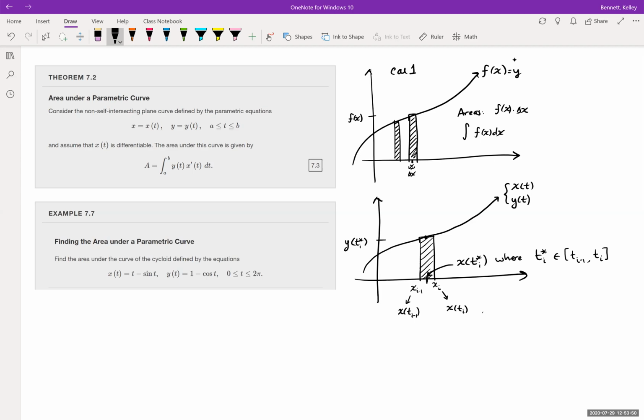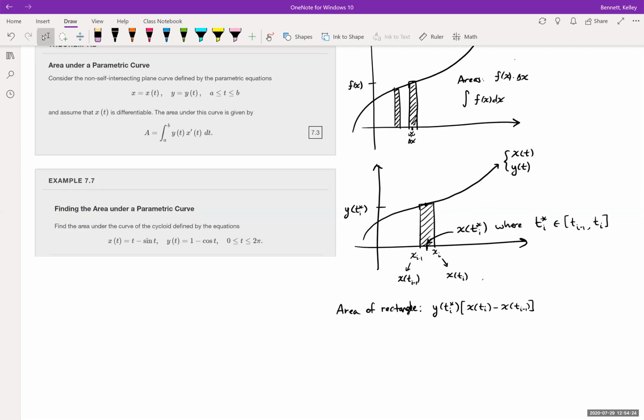Okay, super. And then this area of the rectangle is just the base times height. So it's going to be y of t i star, the height at some time in that interval, times the width of the rectangle, which is x of t i minus x of t i minus 1, right? So base times height. And then I do something very fancy. I multiply by 1.